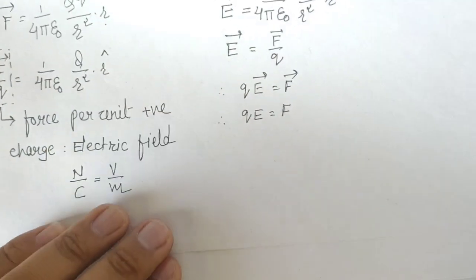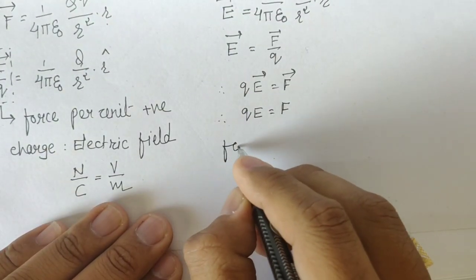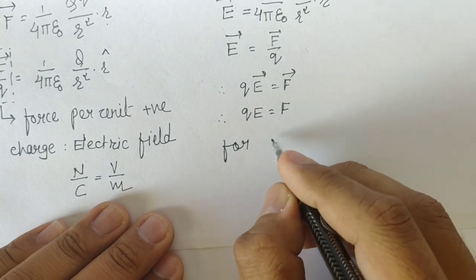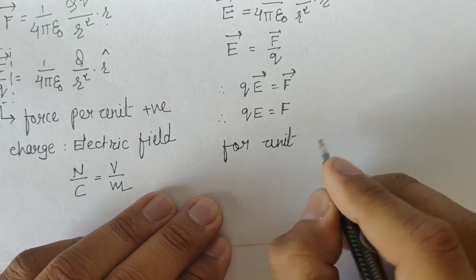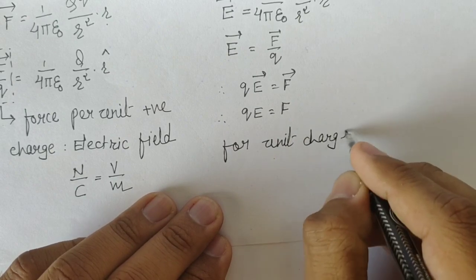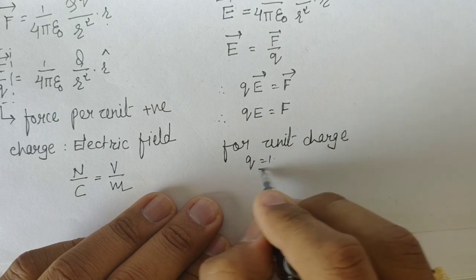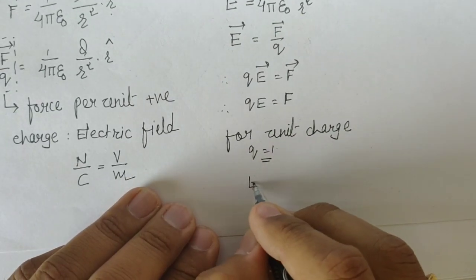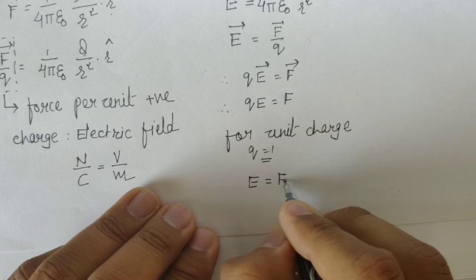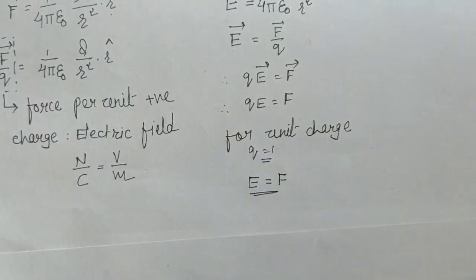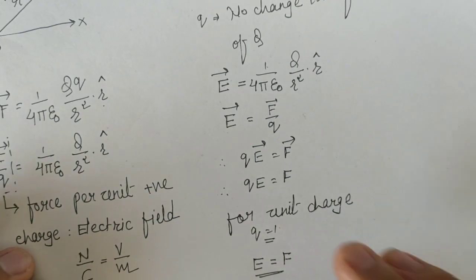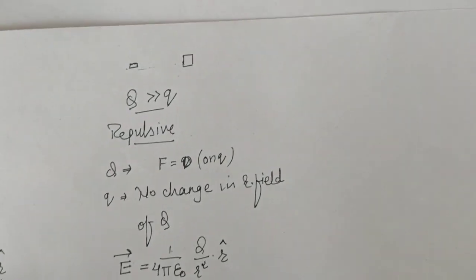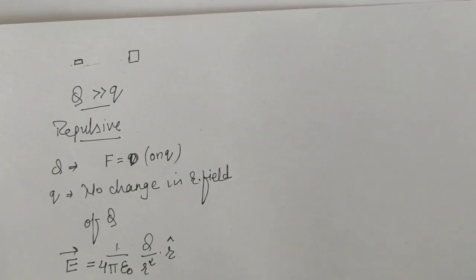For unit charge, unit charge means take q equals 1. Electric field is equal to the applied force. Electric field is just a field. It's just a field. It's an effect.